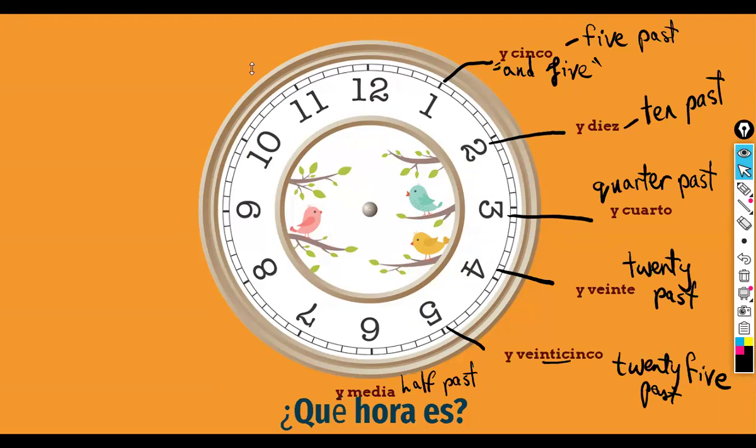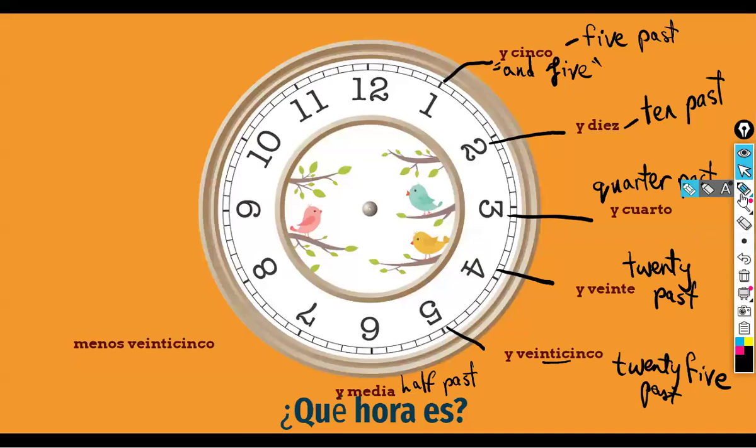All right. Now, once we get to the other numbers, instead of y, we start to use menos. And then we also have to use the hour that we're going to, right? So let's say, let me draw in some hands, right? And again, some of y'all know this really well, so you don't have to stress too much, right? So let's say it is, I'm gonna give two hands. Twenty minutes past two.